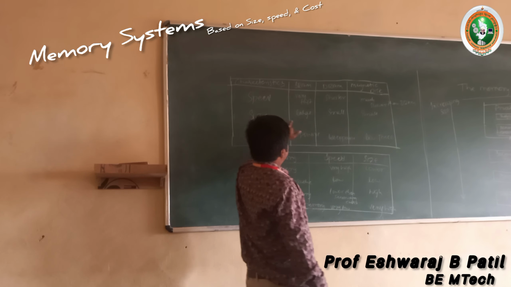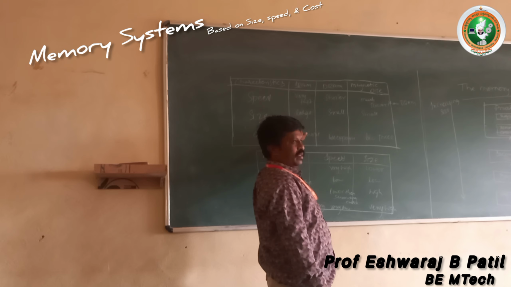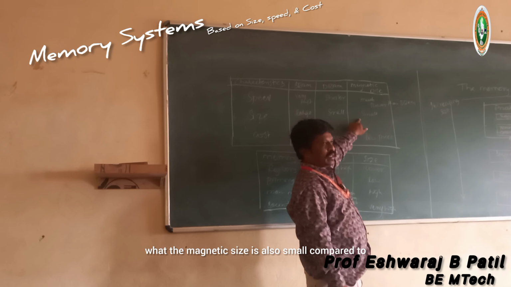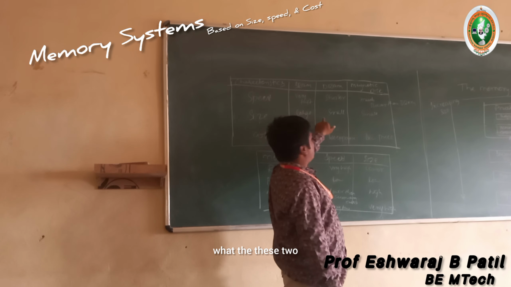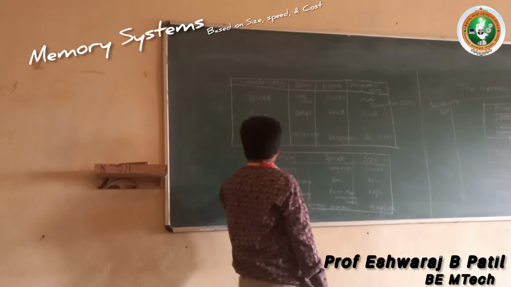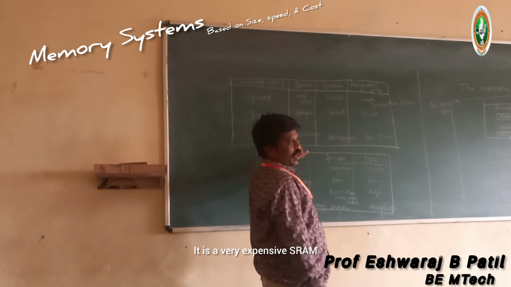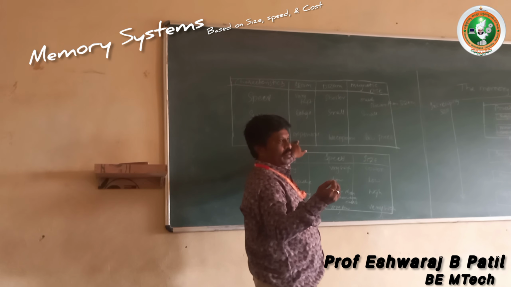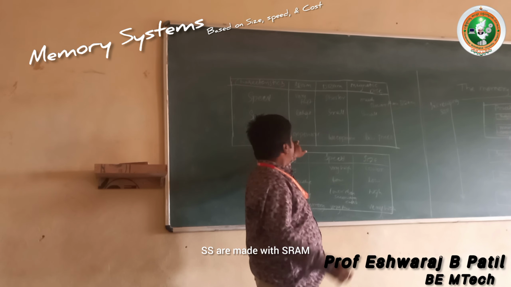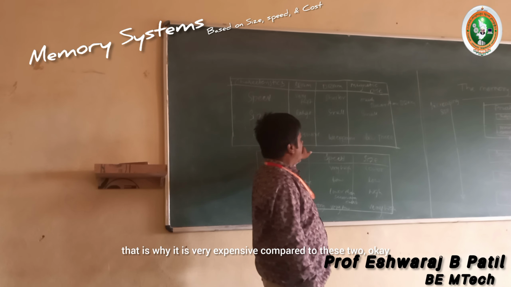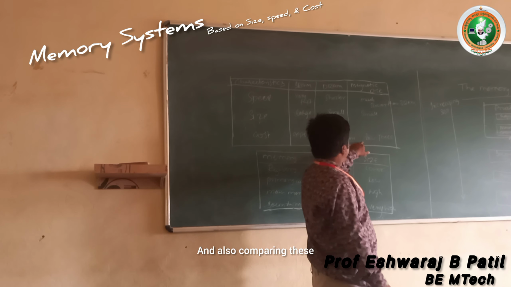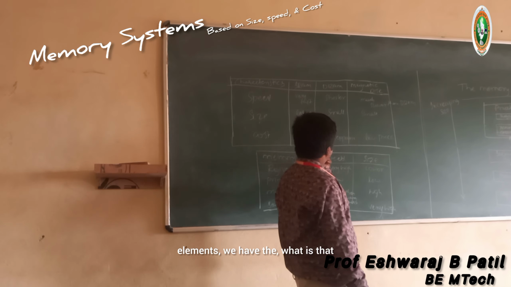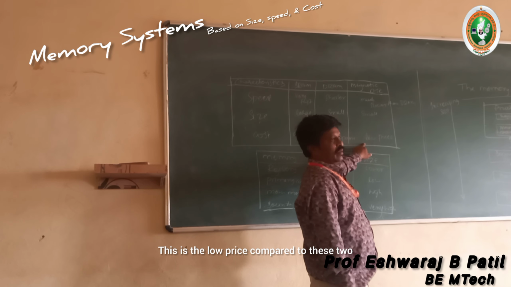Come to the size. The SRAM size is small compared to the DRAM, and the magnetic disk size is large compared to these two. Come to the cost: SRAM is very expensive. Caches are made with SRAM only, and that's why it is very expensive compared to these two. The magnetic disk is low priced compared to these two.